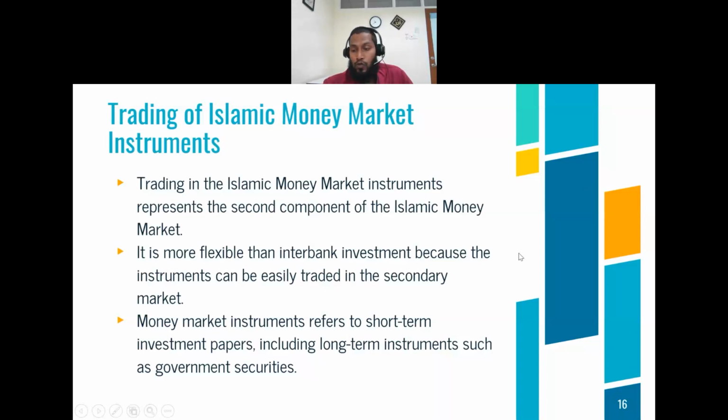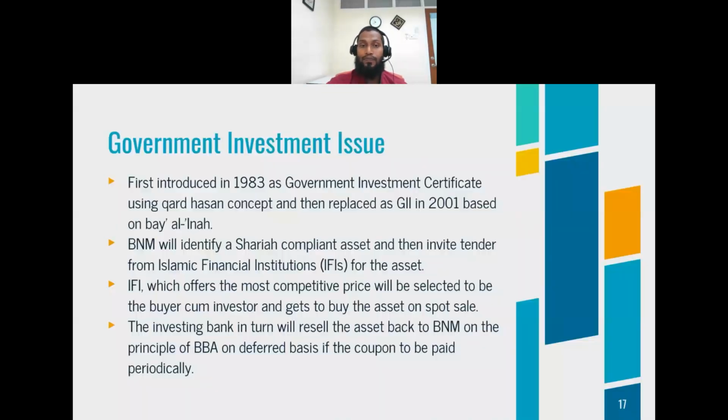And money market instruments refer to short-term investment papers, including long-term instruments such as government securities. So a money market instrument will have investment papers which are short-term, less than 1 year. So these are the instruments that can be sold in the secondary market and can be bought by others. So I'm giving you one example.